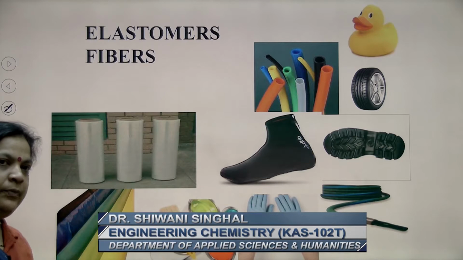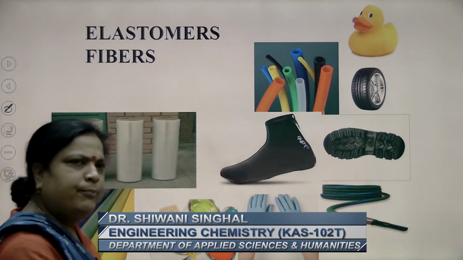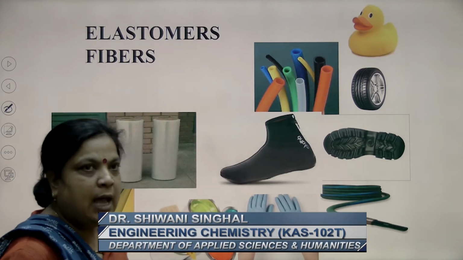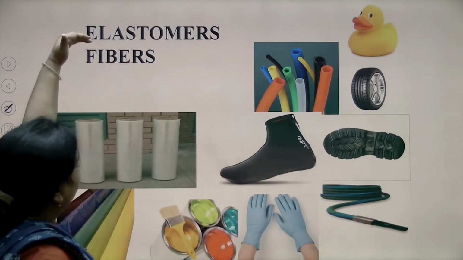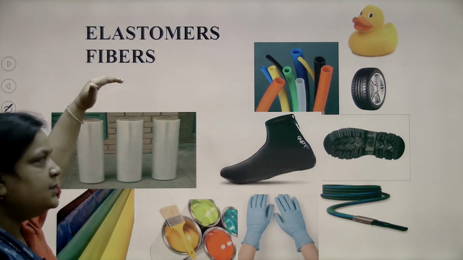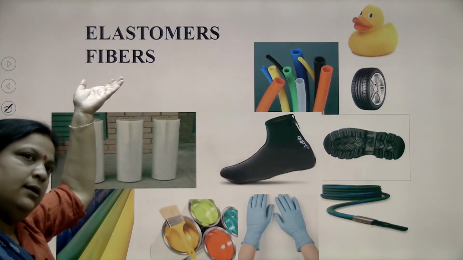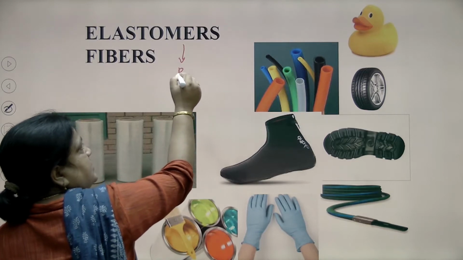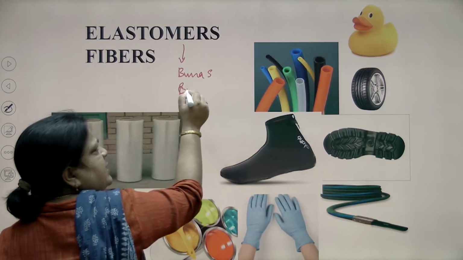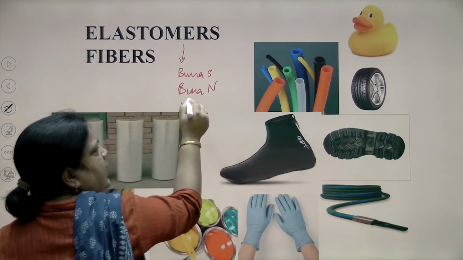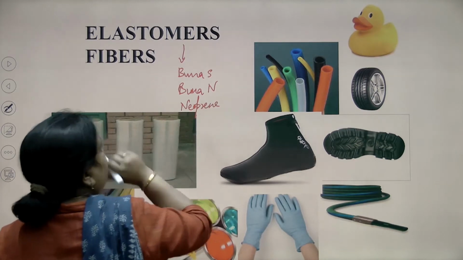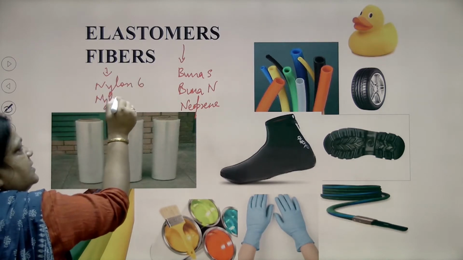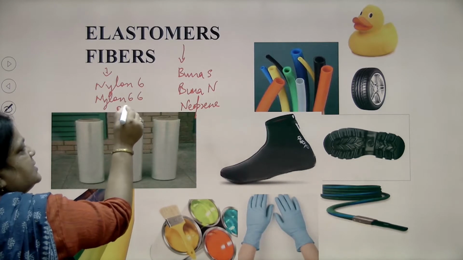In this lecture, I will discuss the structure, properties and application of 6 polymers which are mentioned in the AKTU syllabus, and these 6 polymers are classified into elastomers and fibers. 3 polymers belong to elastomers and 3 to fibers. In elastomers, which basically means rubber, the polymers are Buna S, Buna N and Neoprene, and in fibers nylon 6, which I think everybody has heard of, nylon 6,6, and lastly PET.